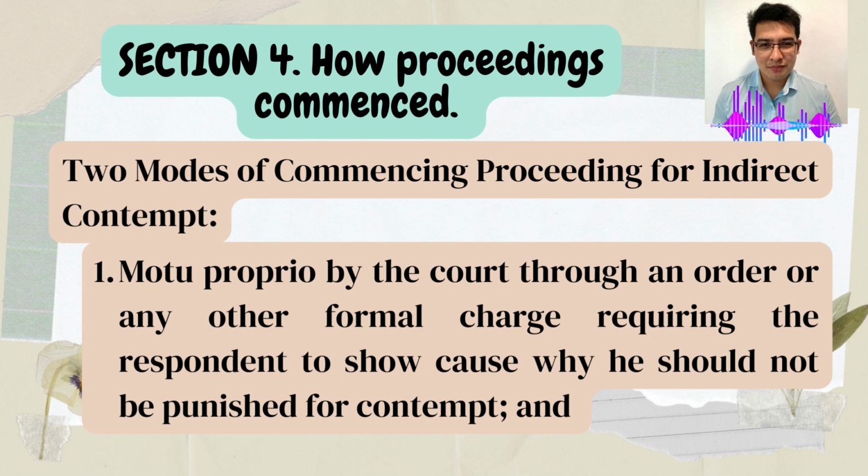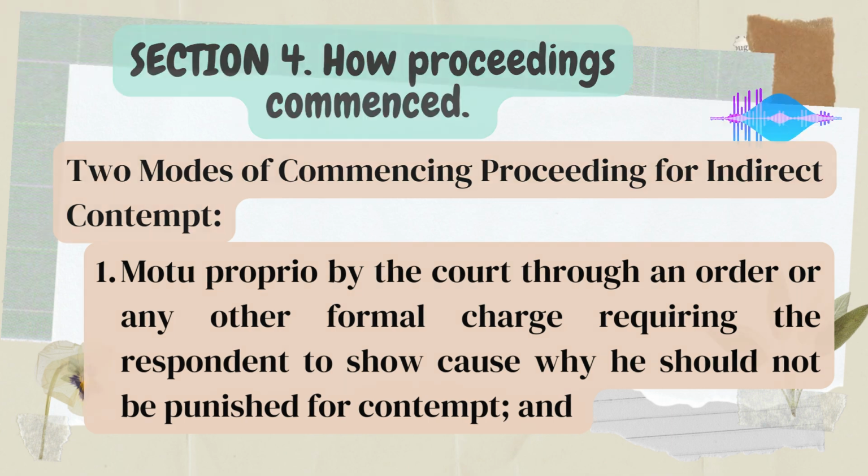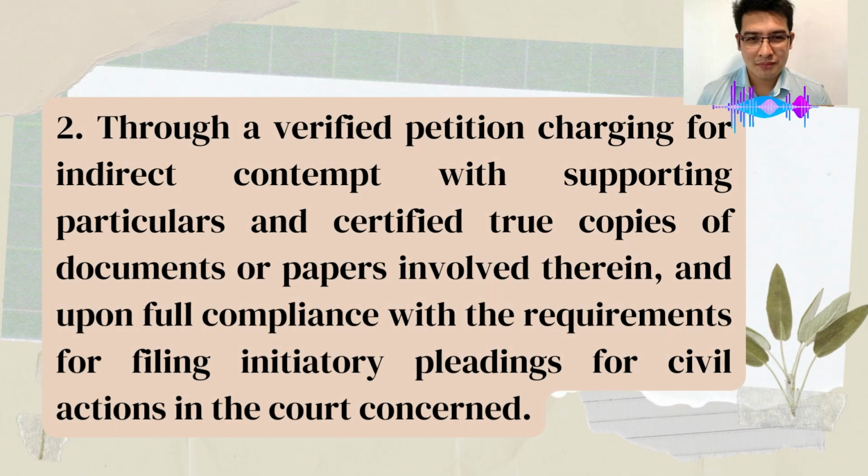First, motu proprio by the court through an order or any other formal charge requiring the respondent to show cause why he should not be punished for contempt. The other is through a verified petition charging indirect contempt with supporting particulars and certified true copies of documents or papers involved therein, and upon full compliance with the requirements for filing initiatory pleadings for civil actions in the court concerned.